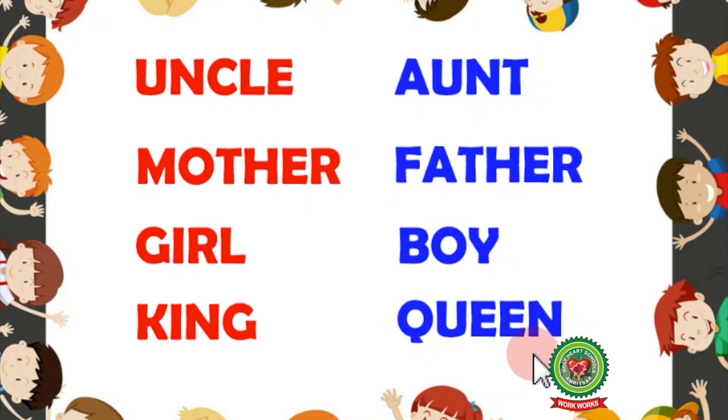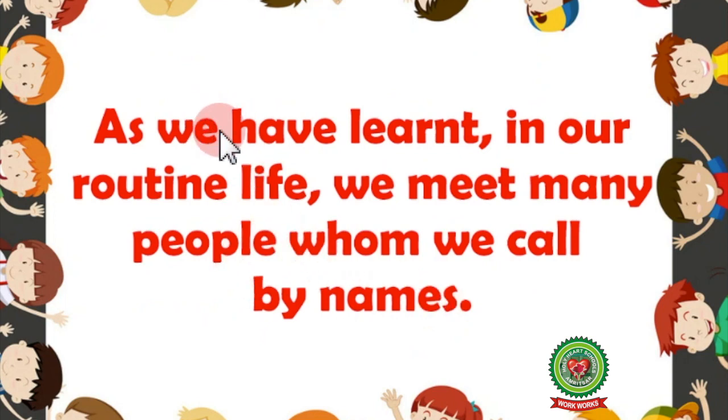King, queen. Q-U-E-E-N, queen. Let's recall again. Uncle, aunt. Mother, father. Girl, boy. King, queen. This way, there are many more people whom we meet in our life. Grandfather, grandmother, teacher, doctor. All these are names of persons. So, as we have learnt that in our daily life, we meet many people whom we call by names.